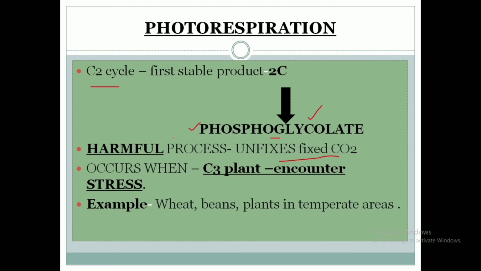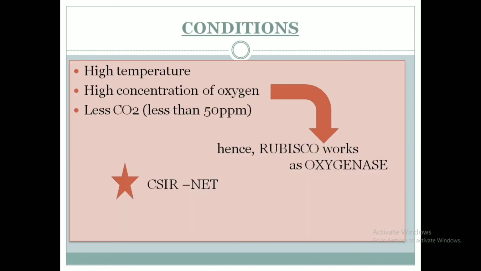And what are those stress conditions? We'll discuss it in the next slide. Examples of plants in which photorespiration is seen are wheat, beans and the plants of temperate areas. These are the conditions for photorespiration to occur. The first condition is high temperature, then high concentration of oxygen, and also less carbon dioxide concentration, which is less than 50 ppm, that is parts per million.